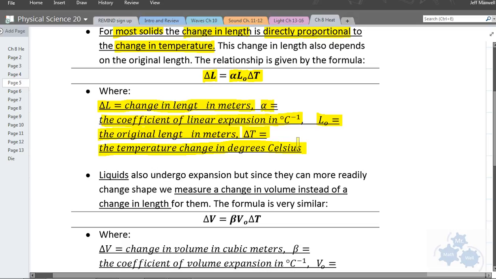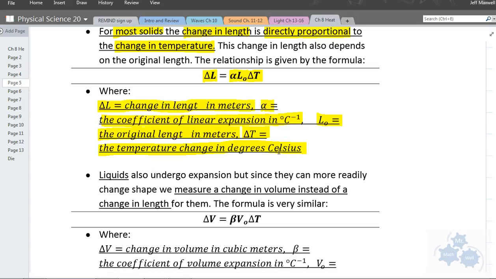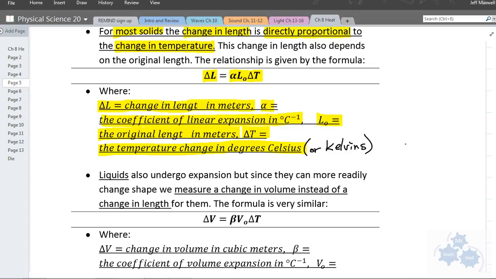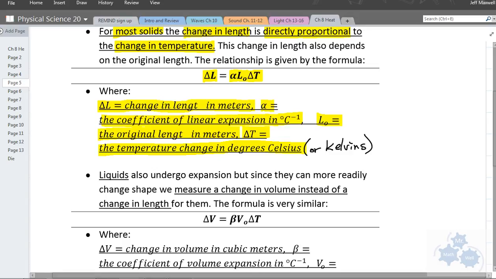Because Celsius is used most commonly, it's mentioned in Celsius. But we know that the change in Kelvin is the exact same as the change in Celsius. So you can put in Celsius here, or kelvins. You don't have to do the conversion to Celsius if you have a change in kelvins. It's the same thing. So that's the change in length, and that's for solids.